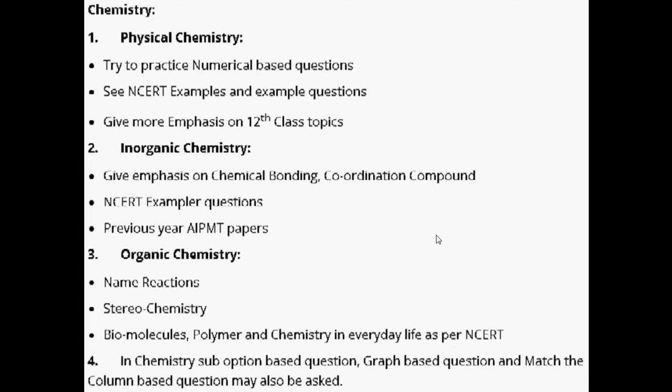In inorganic chemistry, give more emphasis on chemical bonding and coordination compounds, which is a very interesting topic, and value-based questions will be asked from this chapter. Very conceptual questions. Then refer to NCERT exemplar questions and previous year AIPMT papers. If you're talking about organic chemistry, just refer to the name reactions, stereochemistry, biomolecules, polymers, and chemistry in everyday life as per the NCERT. In chemistry, statement-based questions, graph-based questions, and match-the-column questions may also be asked.